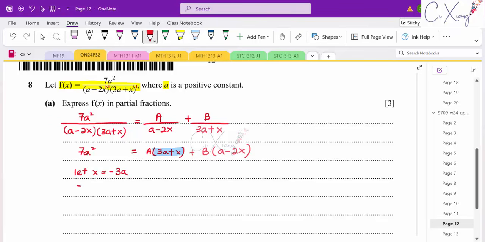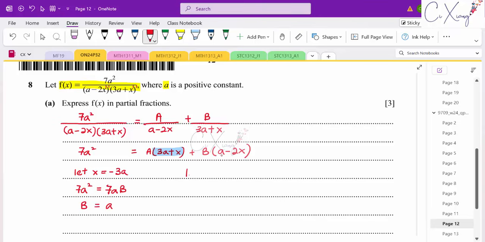So 7a squared is still 7a squared. Substitute negative 3a here, you get 0 times A. Substitute negative 3a here, you'll be having 6a plus a, which is 7aB. And from this, you should know that B is basically equal to a.